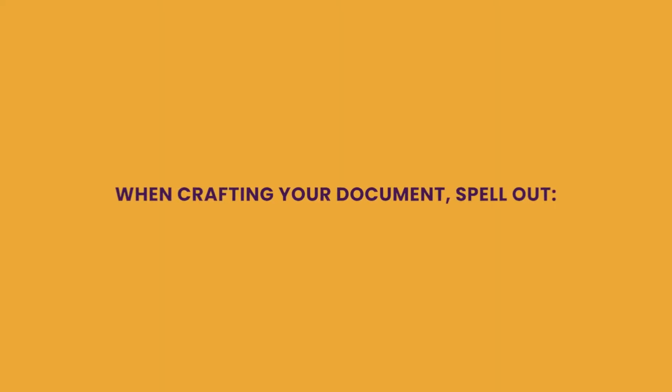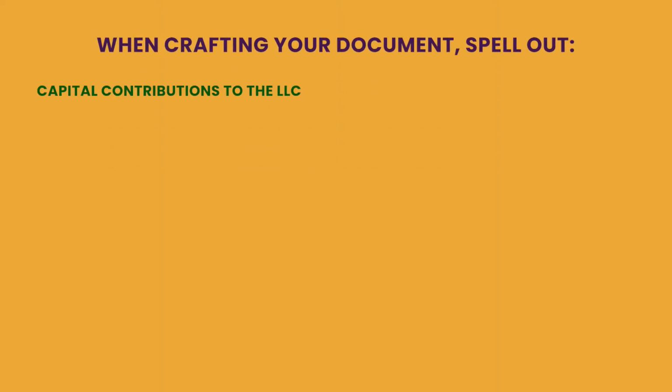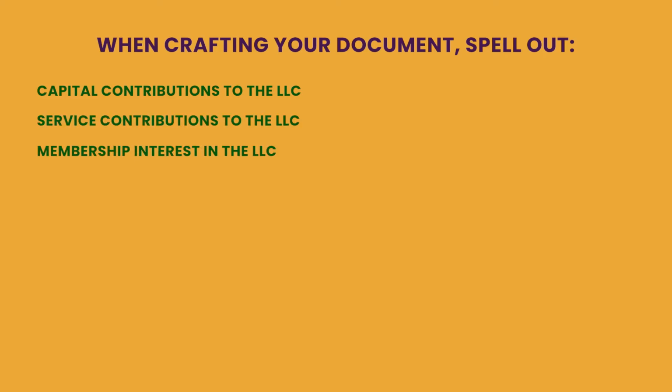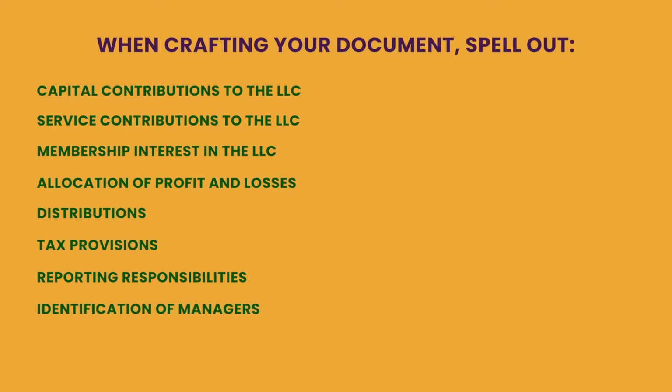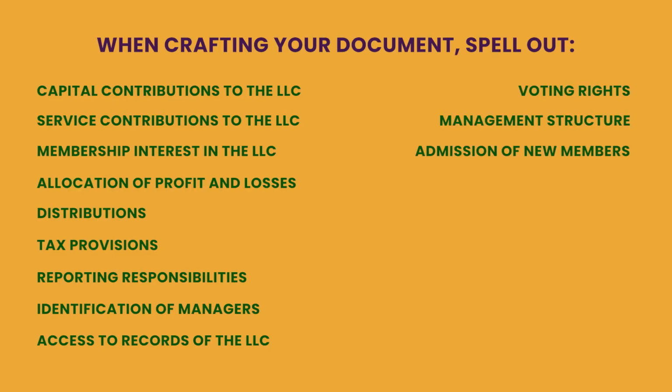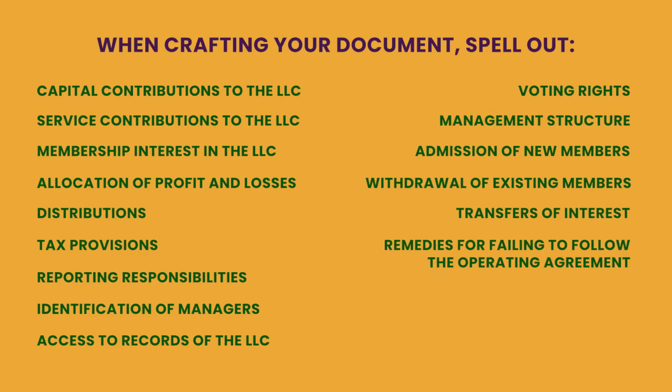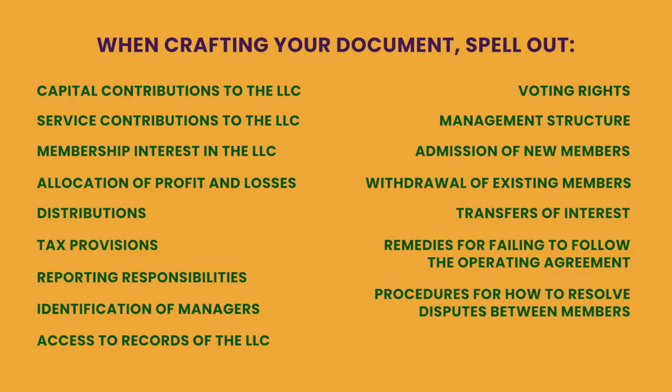When crafting your document, you need to spell out capital contributions to the LLC, service contributions to the LLC, membership interest in the LLC, allocation of profit and losses, distributions, tax provisions, reporting responsibilities, identification of managers, access to records of the LLC, voting rights, management structure, admission of new members, withdrawal of existing members, transfers of interest, remedies for failing to follow the operating agreement, procedures for how to resolve disputes between members, and dissolution of the LLC.